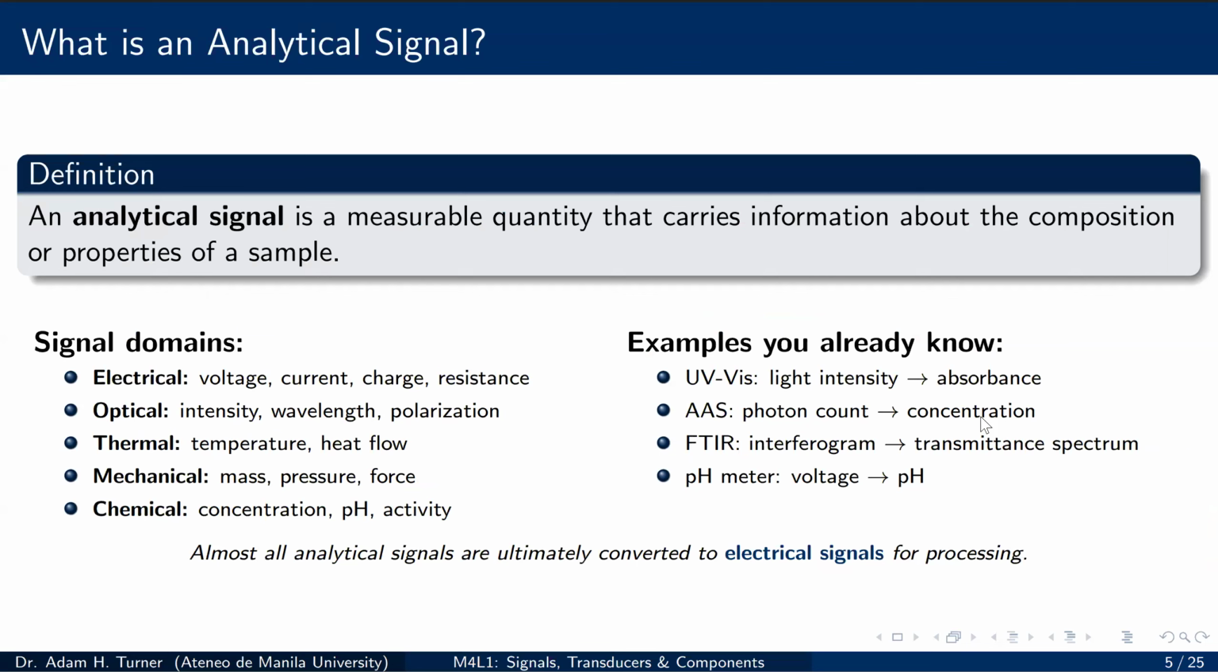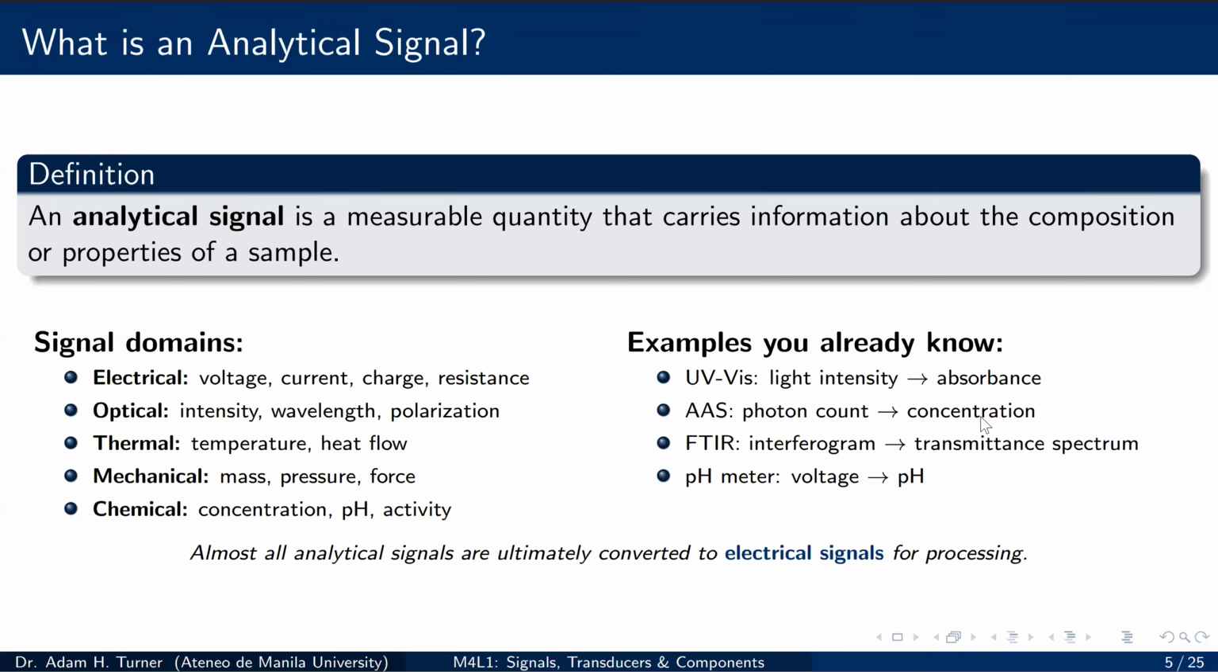So think about the techniques that you already know from the earlier modules, such as UV-vis, where the signal starts off as light intensity and then some is absorbed by our species of interest, and then we measure how much light is left. In AAS, we're counting photons. In FTIR, we record an interferogram. In a pH meter, we'll measure a voltage. We haven't got that far just yet, but that is a direct voltage measurement. And so every single one of these ultimately gets converted into an electrical signal for processing. That's what we're looking at here.